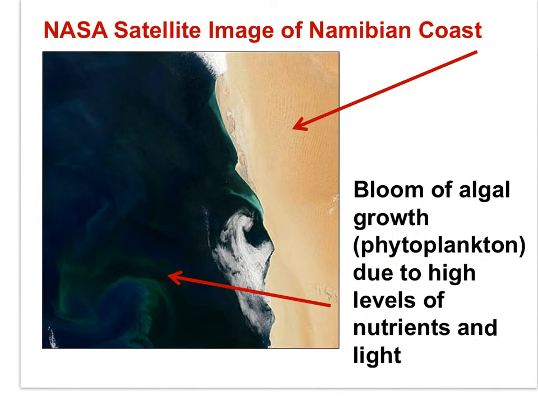This is a satellite image of the Namibian coastline, and you can see the green of algal blooms just off the coast, a sign of an upwelling area where nutrient-rich water is moved from depth toward the surface, where in combination with light, algae bloom.